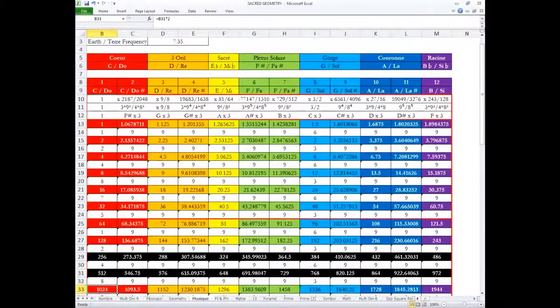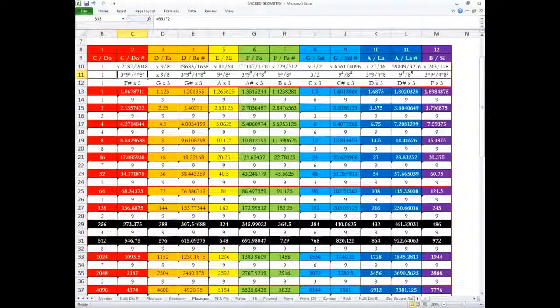So I put the proportion here. So for example, the C sharp is 3 times 9 cubed divided by 4 times 8 cubed. Okay, this is how you can. So you see that there's the 3 here and the 2 underneath, and 8 and 9. The D is actually 9 divided by 8. So this is how you find the ratio, 9 divided by 8. So 1.125 is actually 9 divided by 8.